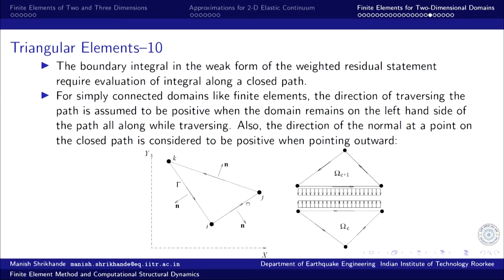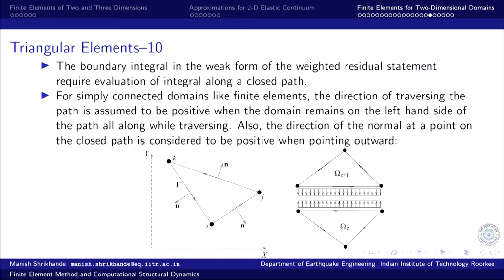So, I go from i to j, and from j to k, and from k to i, and that is the outward normal positive direction, and the outward flux is of course going in the positive outward normal direction. So, there are two elements, element E and element E plus 1.